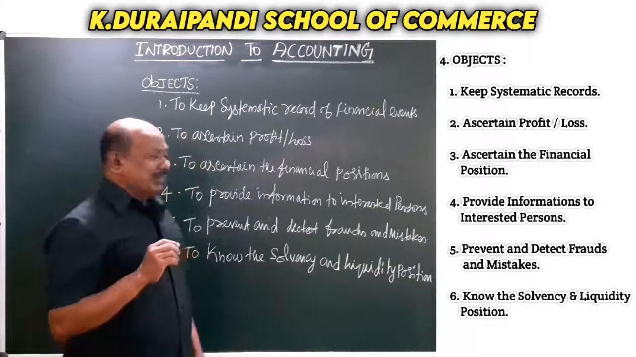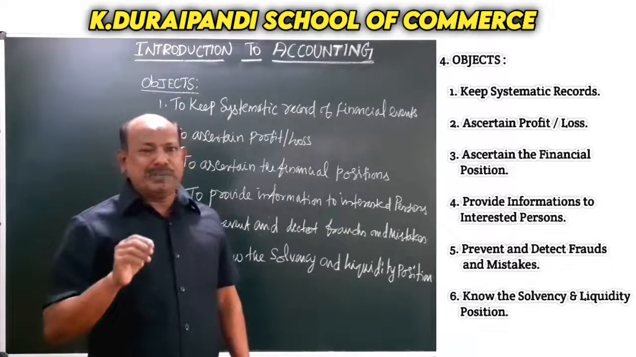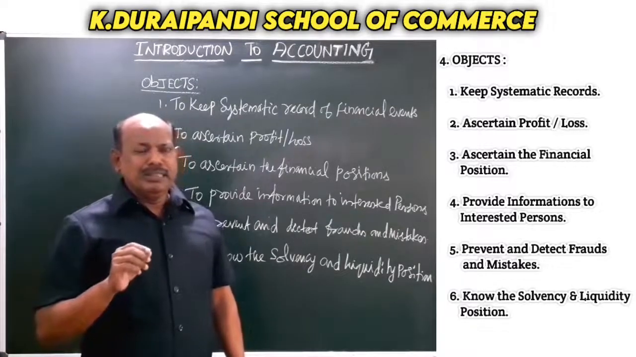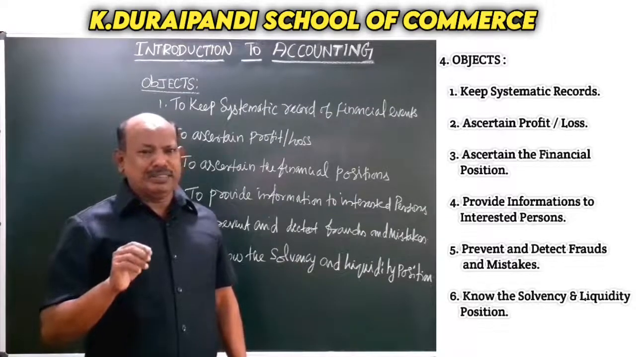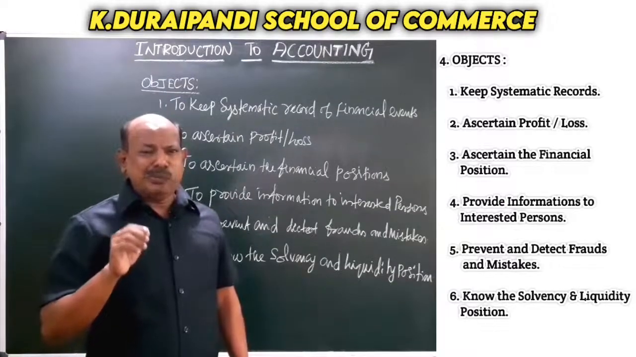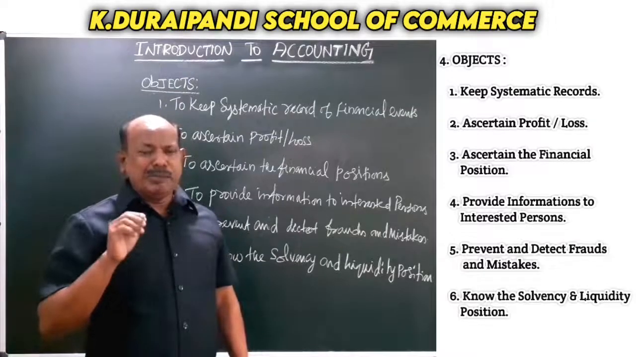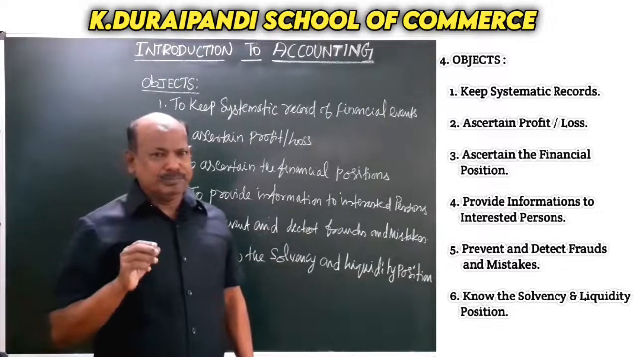Then another object is to ascertain the financial position of our business unit or business undertaking. The financial position means to ascertain the state of affairs, that is how much assets and how much liabilities. We see the balance sheet, that is the financial position. It is possible only by maintaining a proper accounting system.